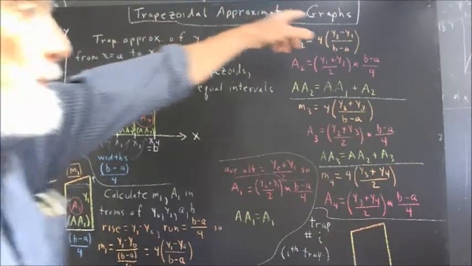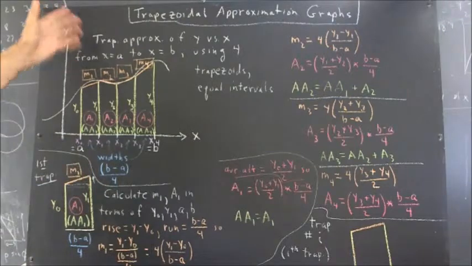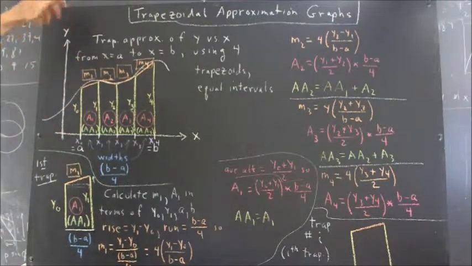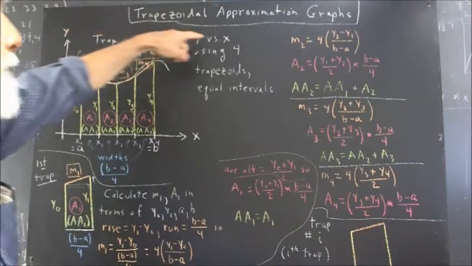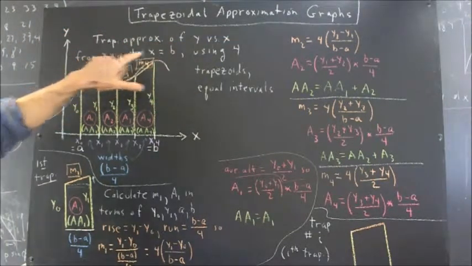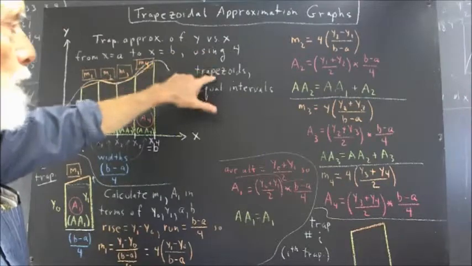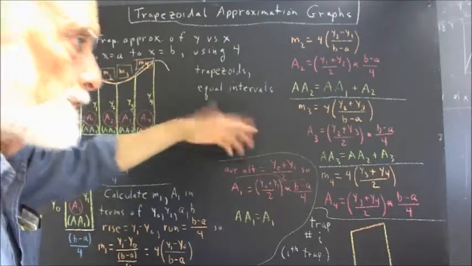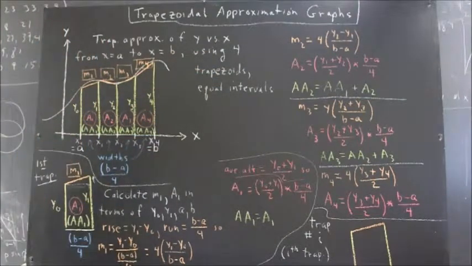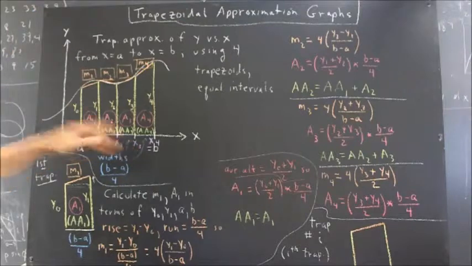We're talking about trapezoidal approximation graphs, a brief summary of what we did in the other videos. And we're doing the trapezoidal approximation of y versus x from x equals a to x equals b using 4 trapezoids on equal intervals. And we're really just summarizing the calculation scheme in terms of what we know about individual trapezoids. So we have y versus x.